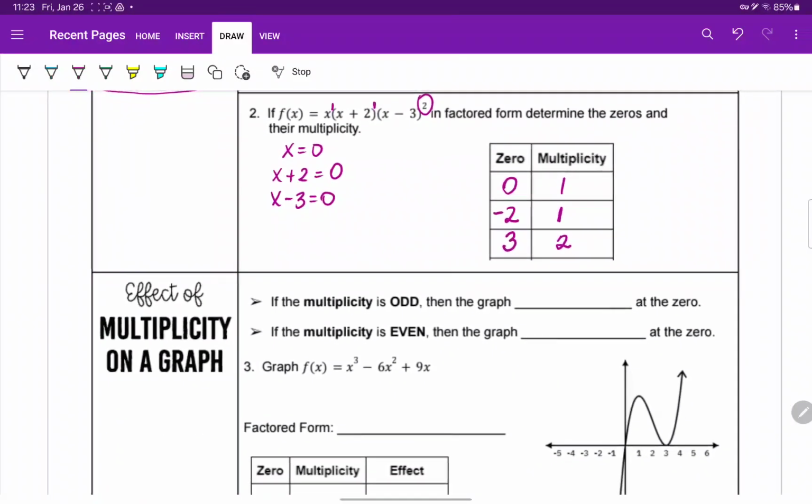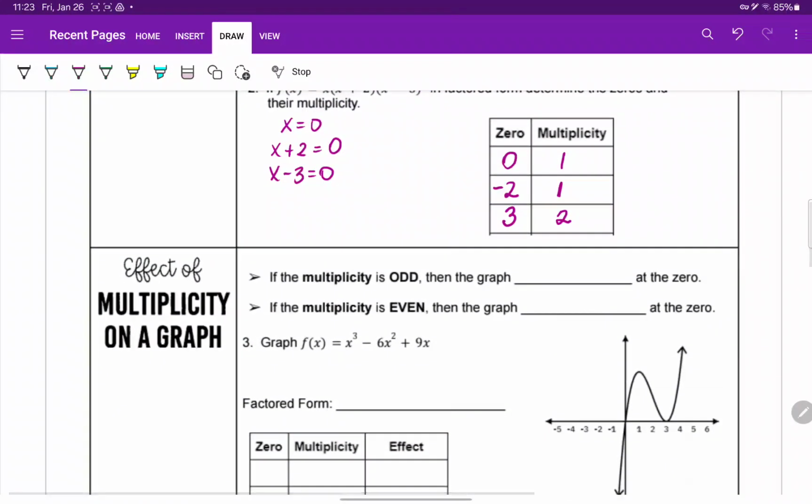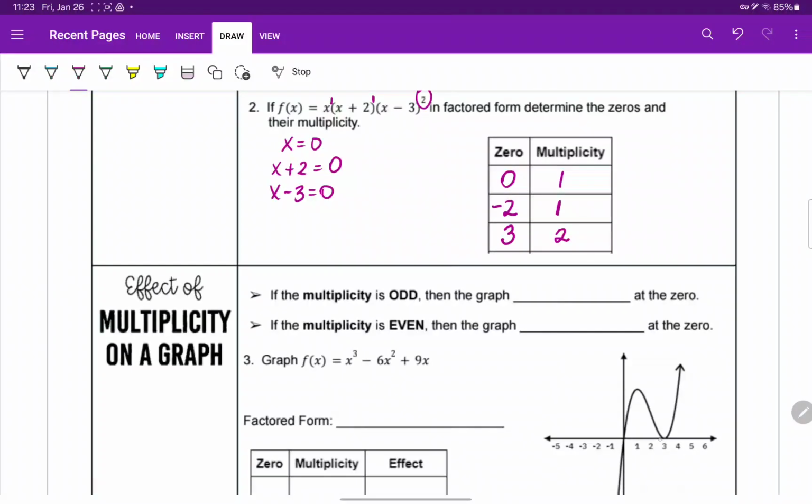Now here's what multiplicity tells us about the graph. The multiplicity tells me how the graph behaves on the x-axis. So if my multiplicity is odd, then my graph crosses through the x-axis at the x-intercept, or at the 0. If my multiplicity is even, then we're going to refer to today as it bounces, meaning it's going to touch the x-axis and then turn. Kind of like when we described a double root in our parabolas.